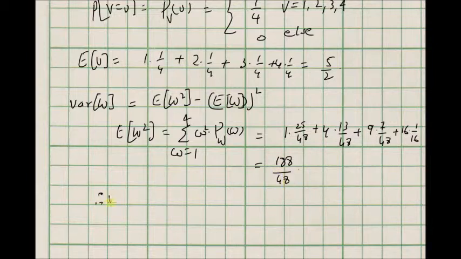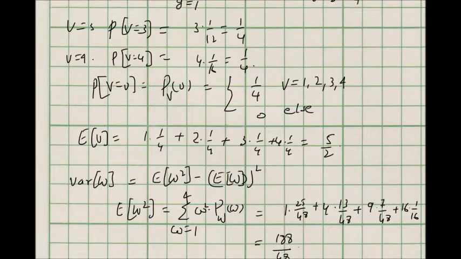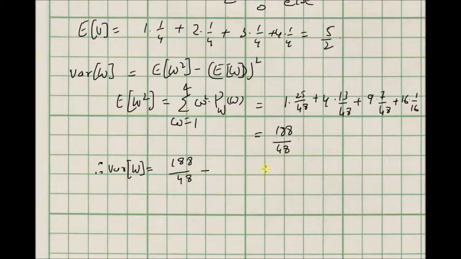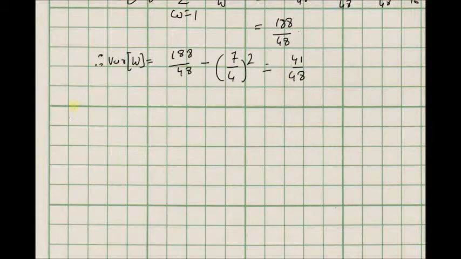Therefore, variance of W is equal to 188 by 48 minus the square of the expectation of W, which is given by 7 by 4. So this is 7 by 4 whole square. And this difference should be equal to 41 by 48. Next, the value of variance of V.